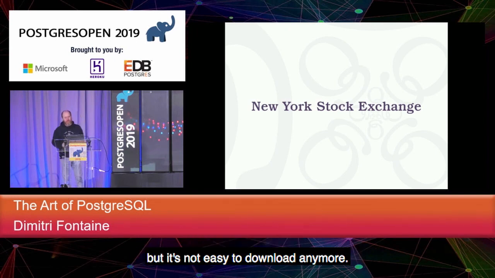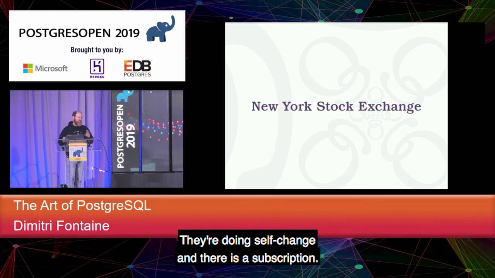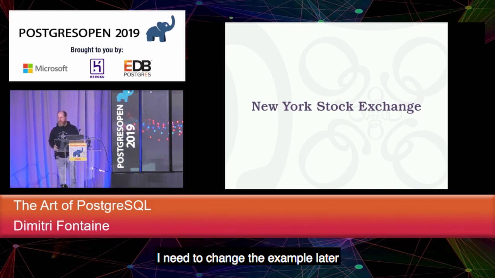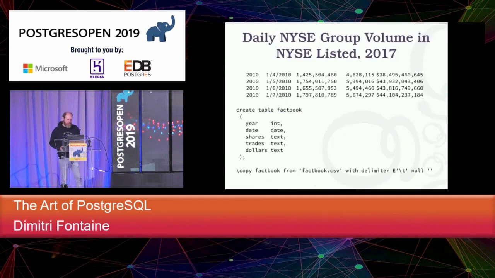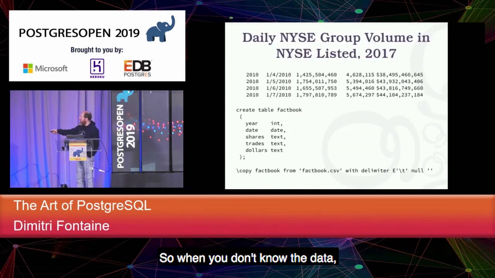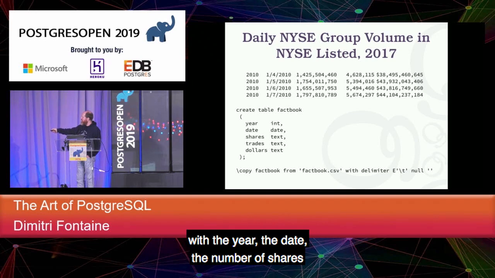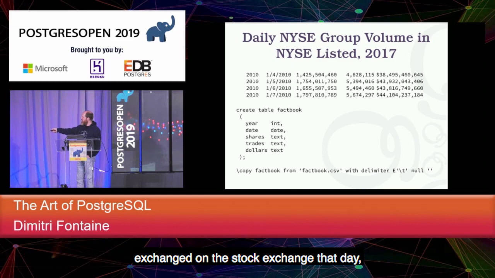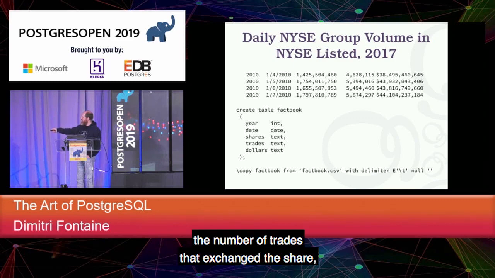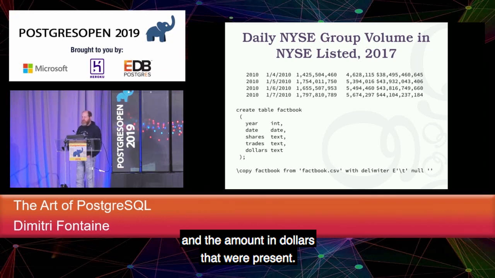at the time, but it's not easy to download anymore. The links have changed, and there is a subscription. I need to change the example later, but I didn't do that yet. So when you download the data, you have a CSV file that looks like this with the year, the date, the number of shares exchanged on the stock exchange that day, the number of trades that exchange those shares, and the amount in dollars that represent.